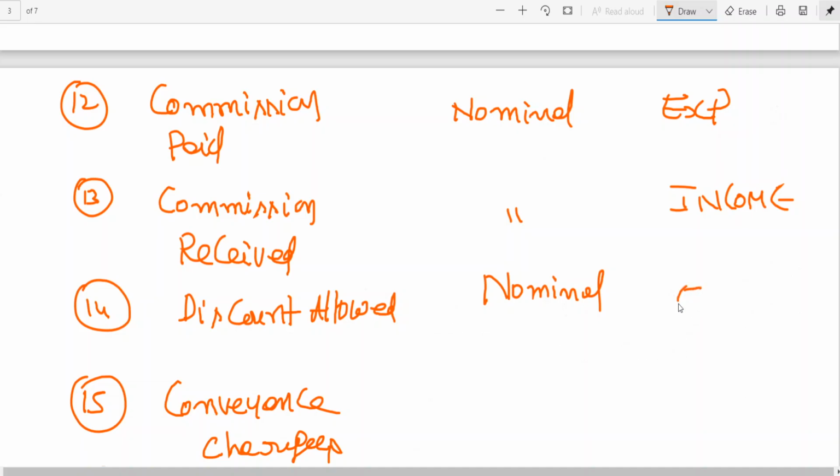So here I am writing expense, and here it is a nominal account. All expenses and losses are to be debited. All expenses and losses are to be treated as nominal account. Clear to all of you? Next. Let me take you to the next one.